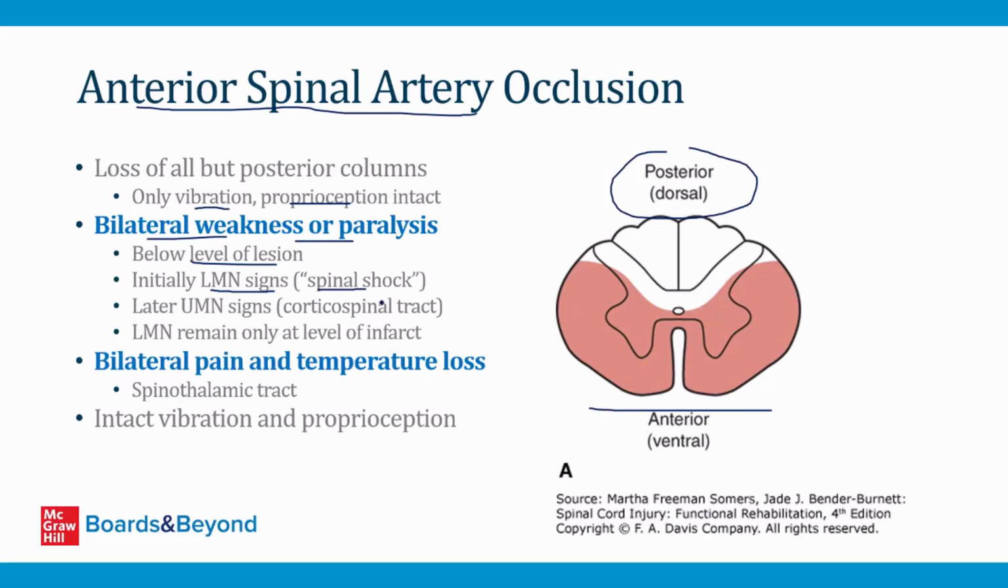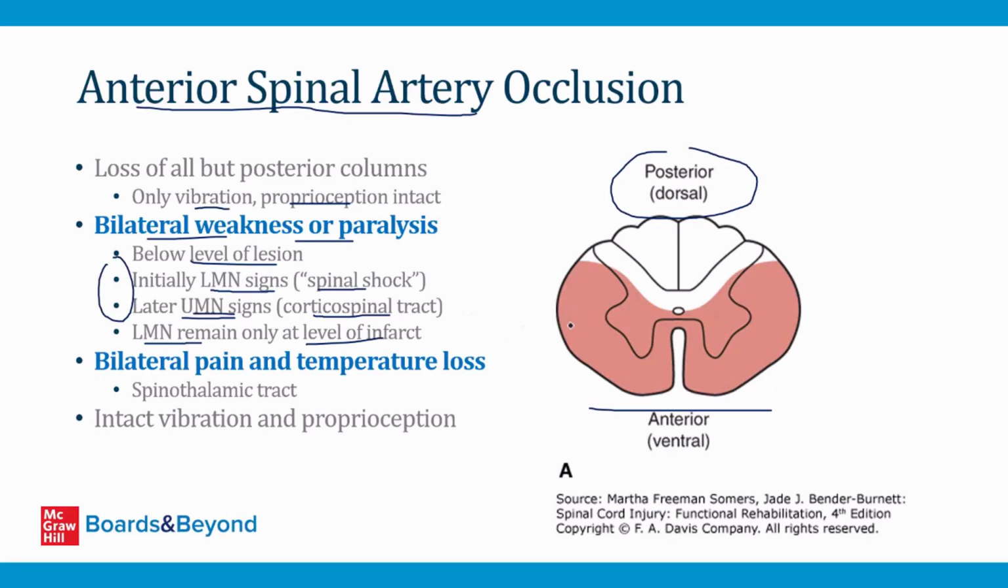A few weeks or so later, these are going to go away, and you're going to have upper motor neuron signs from damage to the corticospinal tract, just like I showed you in my little drawing. You may see lower motor neuron signs remain at the level of the infarct, but below that there will be upper motor neuron signs. So you'll read in some sources that anterior spinal artery occlusion caused lower motor neuron or upper motor neuron signs, and this can be confusing, and it's because of this quirk right here. Initially, it's lower motor neuron signs from spinal shock. Later, it's upper motor neuron signs.